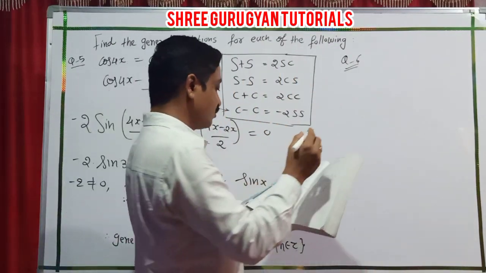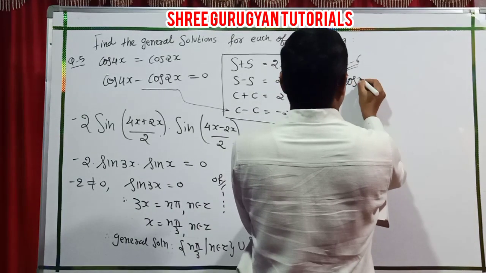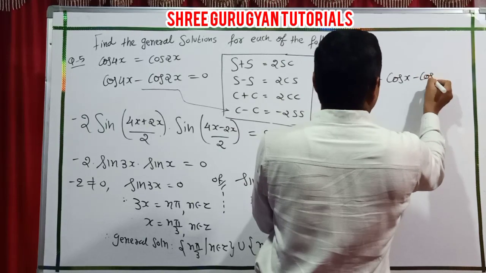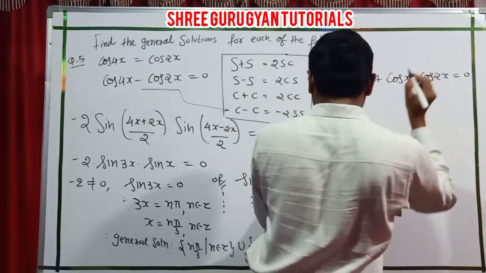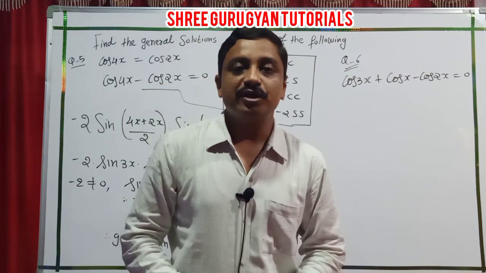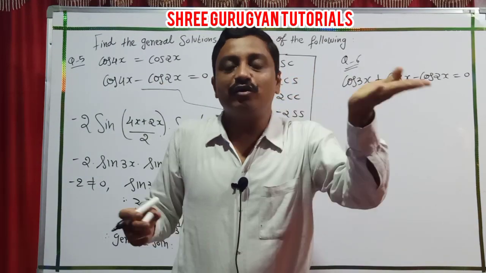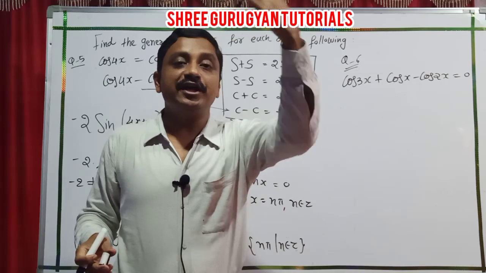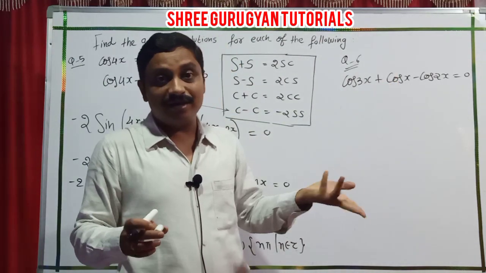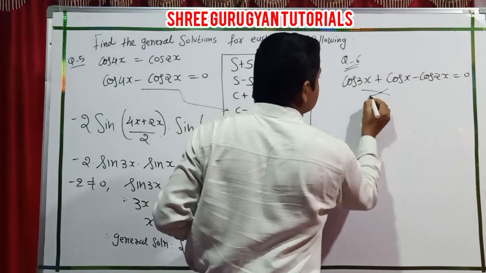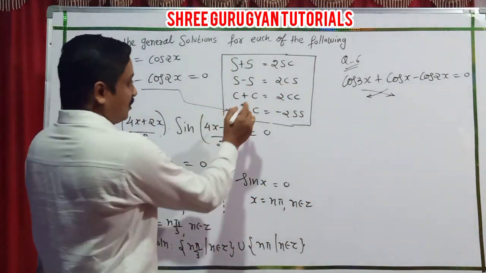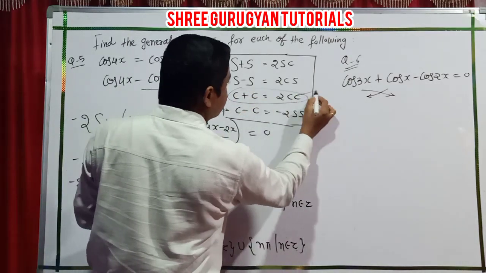The sixth question is cos 3x plus cos x minus cos 2x is equal to 0. Students, here three terms are given, so don't worry. Always take the highest angle with the lowest angle. Highest with lowest is already given, so I utilize cos plus cos. This property, students, I am applying in this part.